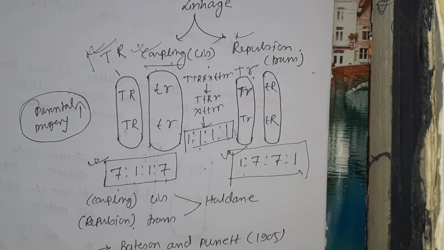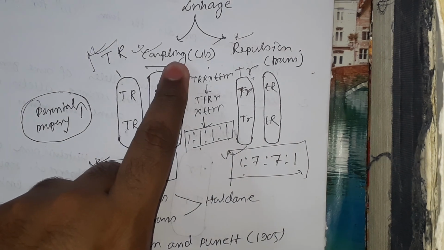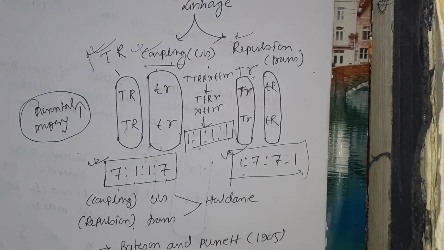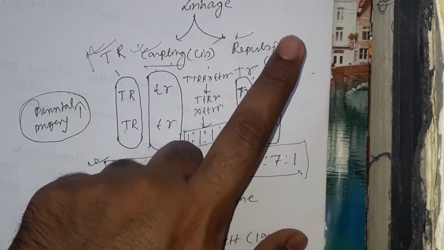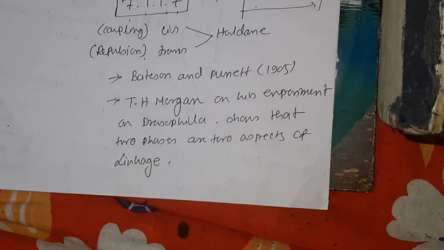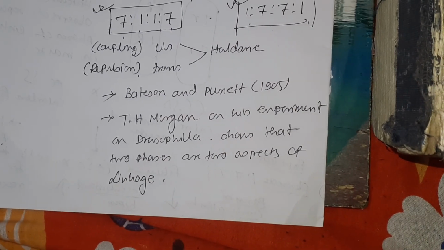If the dominant genes are located in the same chromosome and they are linked, then we will talk about coupling. And if the dominant allele of one gene is linked with the recessive allele of another gene on the same chromosome, then we should talk about what? Repulsion phase. So that is the idea about the coupling phase and repulsion phase.